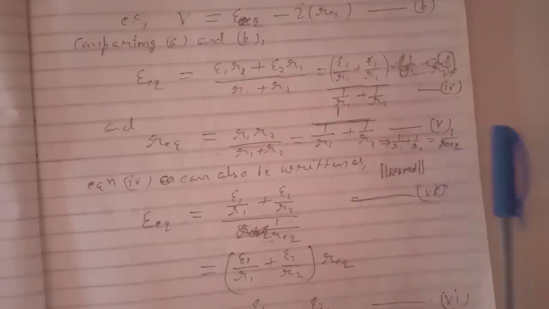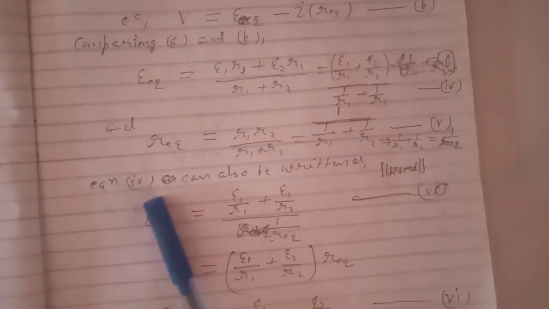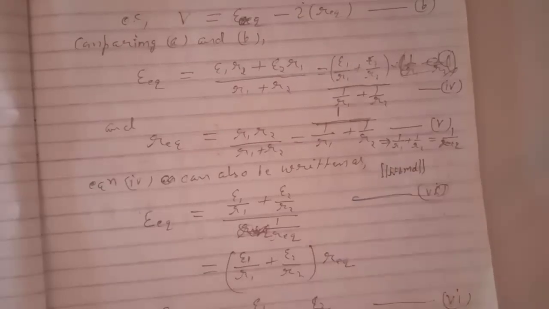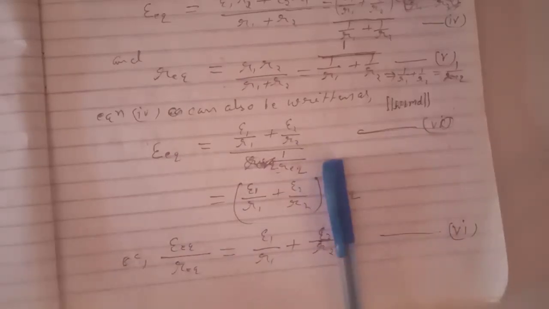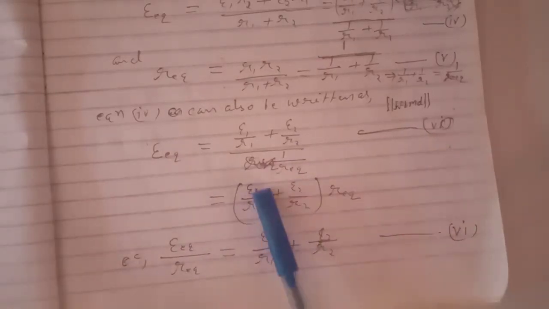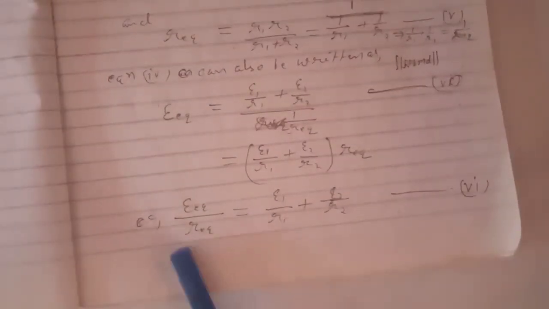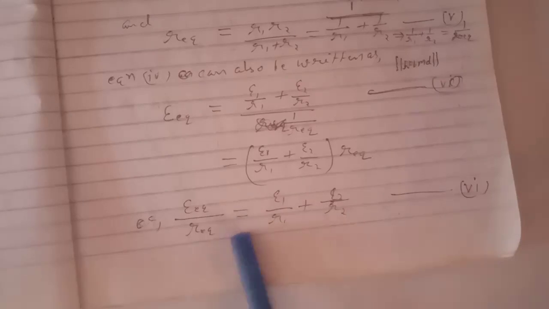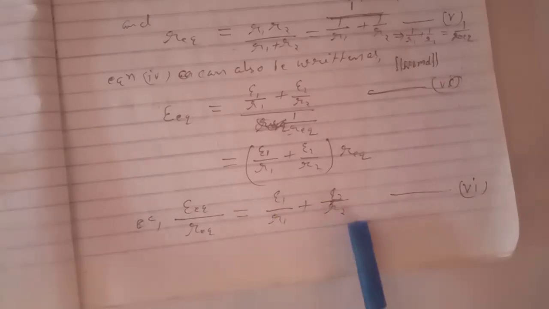Now equation 4 can also be written as E equivalent equal to (E1/R1 + E2/R2) divided by (1/R equivalent), or E equivalent equals (E1/R1 + E2/R2) into R equivalent, or E equivalent by R equivalent equals E1/R1 + E2/R2. This is equation 6.